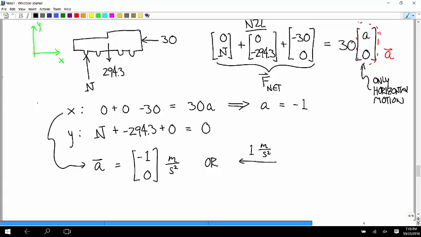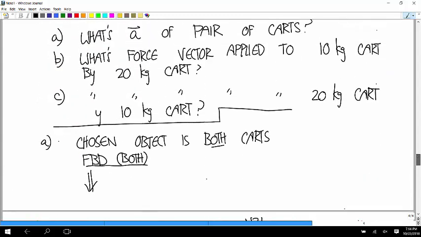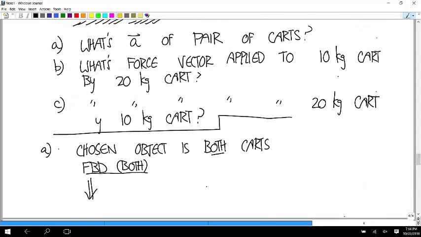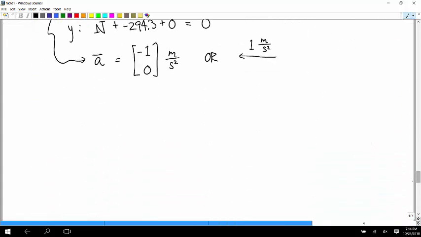Okay, so the next thing we want to do is figure out the contact forces. The first one we're asked for is what's the force applied to the 10 kilogram cart by the 20? So now the chosen object is going to be the 10 kilogram cart.